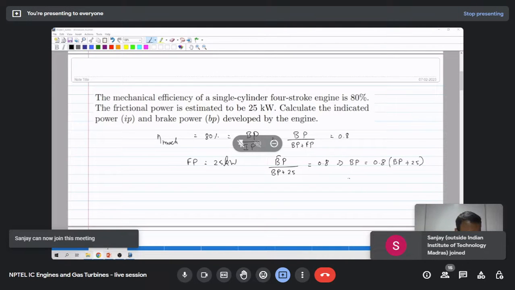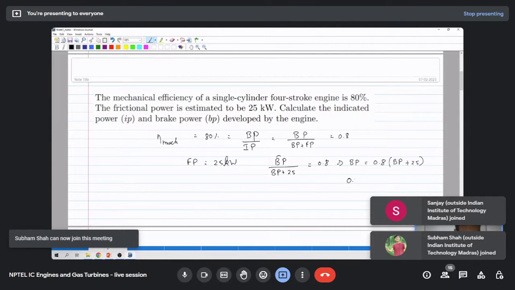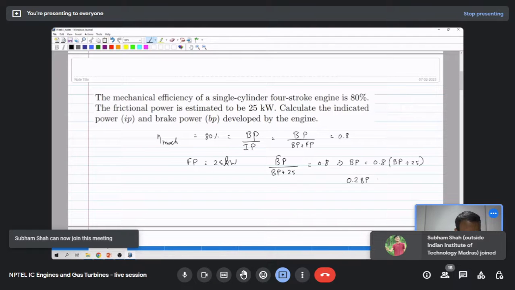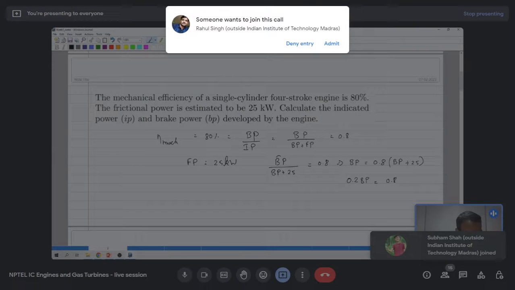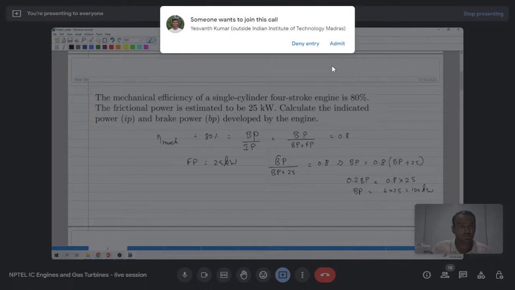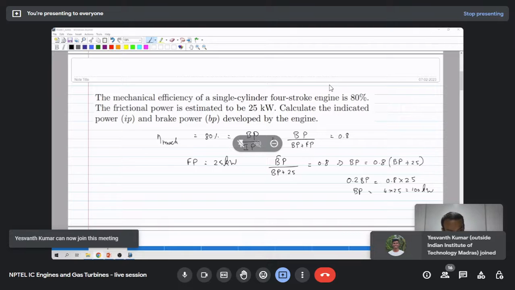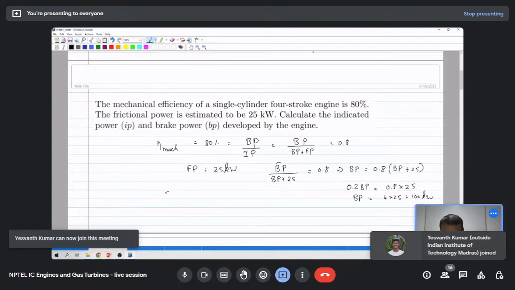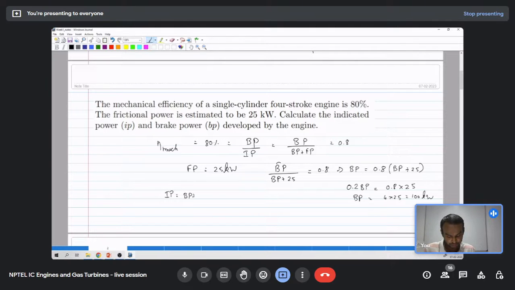Okay, so that everyone will understand, I will write the steps. So we have 0.2 brake power is equal to 0.8 into 25. So brake power is 4 into 25. So that is 100 kilowatt. Sir, indicated power 125. Okay. So indicated power, as we said earlier, is brake power plus frictional power, so that is 100 plus 25, which is 125 kilowatt.